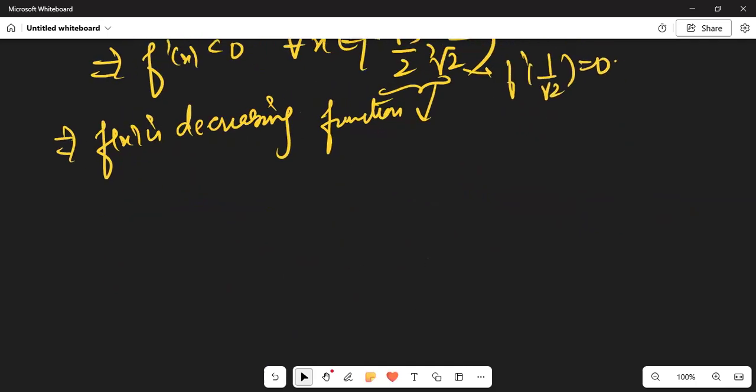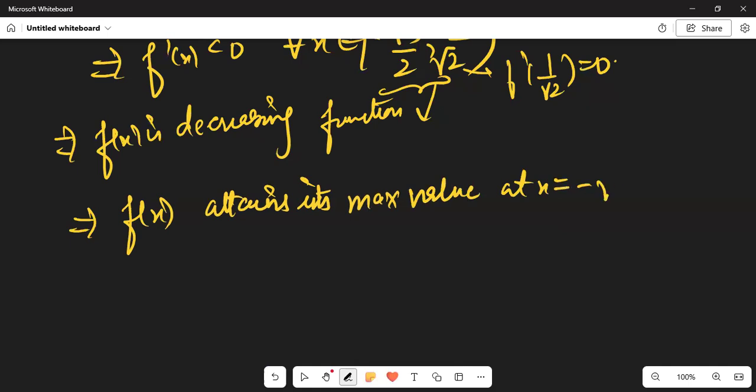Since it's a decreasing function, this implies f x attains its maximum value at x equals minus root 3 by 2, because when we move ahead of minus root 3 by 2, the function decreases. If the function is decreasing when x is increasing, that means at the point when we start, we'll be getting the maximum value. This is what it means when we talk about decreasing functions. As our x is going forward, the value of the function is decreasing. This implies f x attains its maximum value at the point x equals minus root 3 by 2.